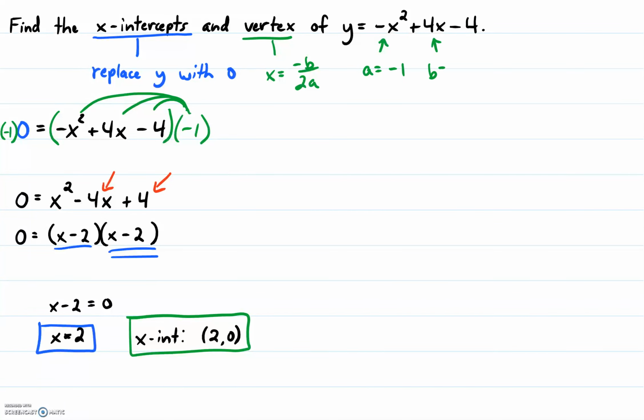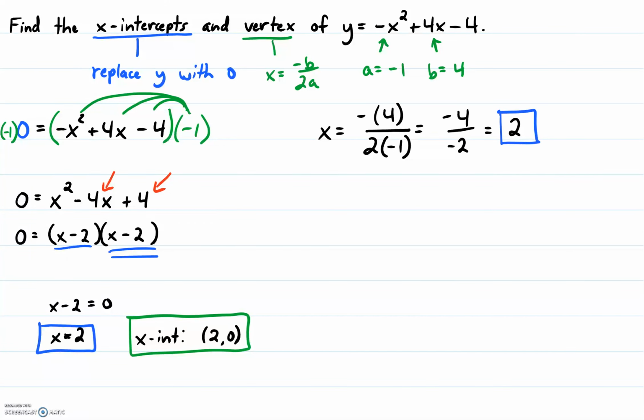So now plugging this into our vertex formula, x is equal to negative b, so that's going to be negative 4, divided by 2 multiplied times a, so 2 multiplied by negative 1. And so now we can simplify. Negative 4 on top, 2 times negative 1 is going to give us negative 2 in the bottom. Negative 4 divided by negative 2 is going to give us positive 2. And so the x value for our vertex is going to be positive 2.